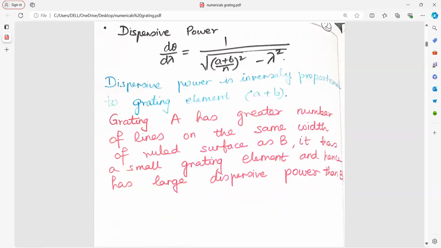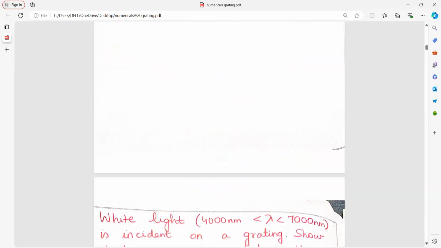Let us see dispersive power. The formula is d theta by d lambda is equal to this much. Dispersive power is coming inversely proportional to grating element. So grating A has a greater number of lines for the same width of ruled surface as B. So it has a smaller grating element, hence large dispersive power compared to B.